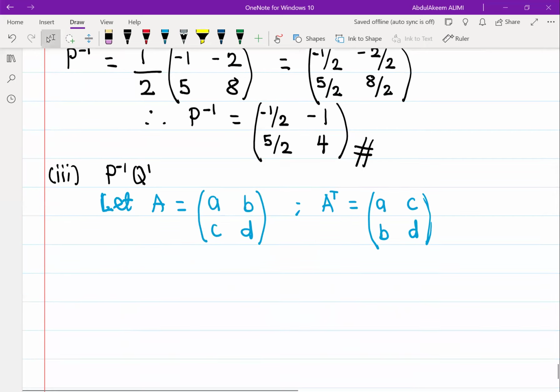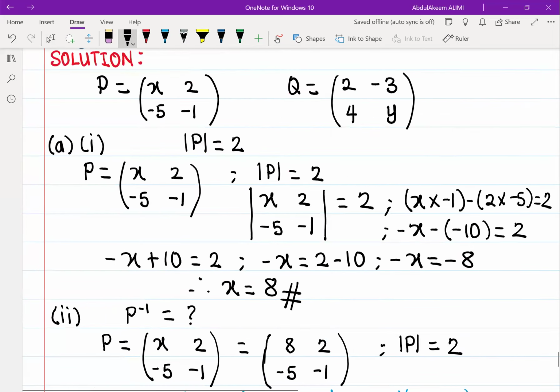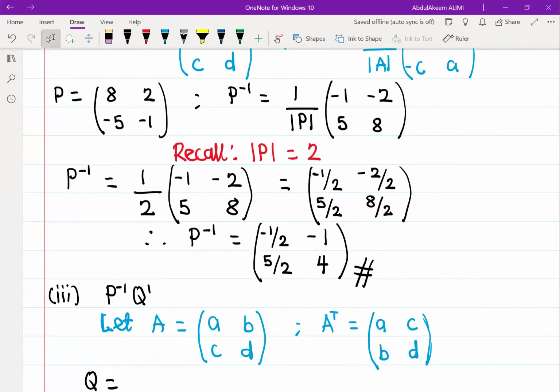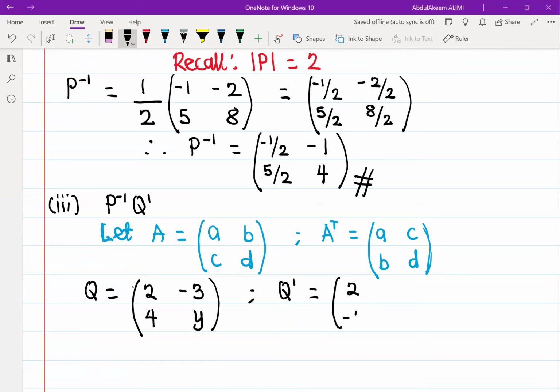So let's check our Q. What is our matrix Q now, that we have from the question? Matrix Q is 2, minus 3, 4, y. So if I'm to find the transpose, Q prime is equal to 2, minus 3, 4, and y. So this is my transpose of matrix Q.